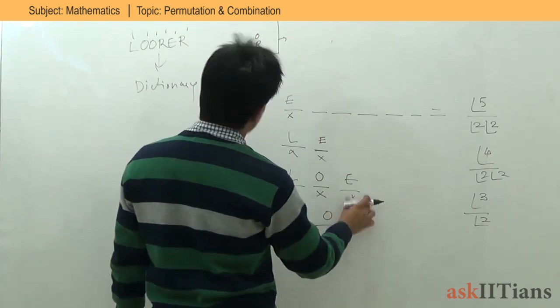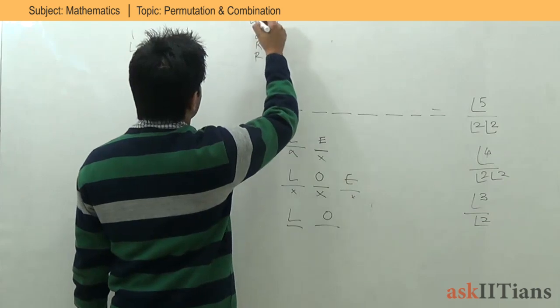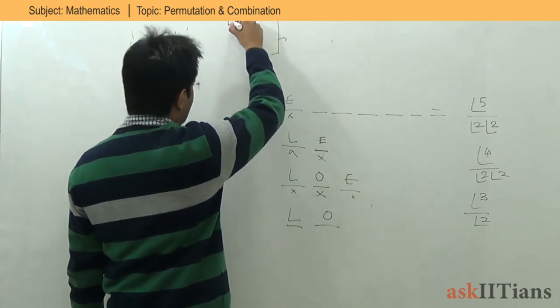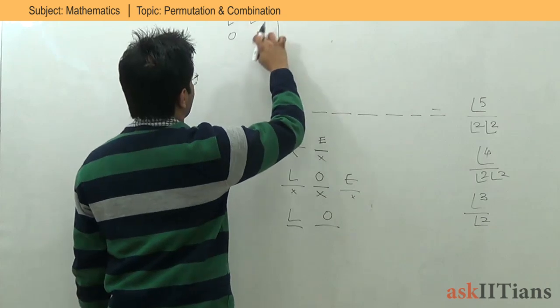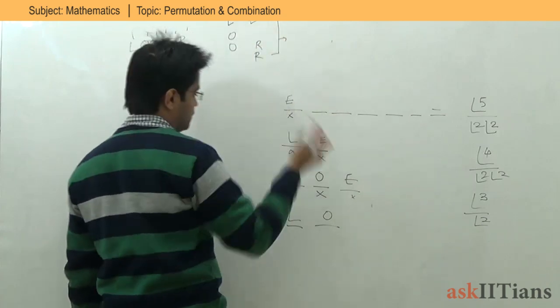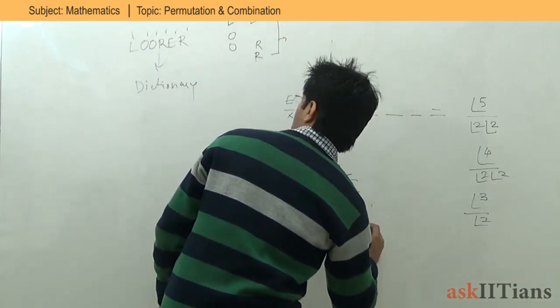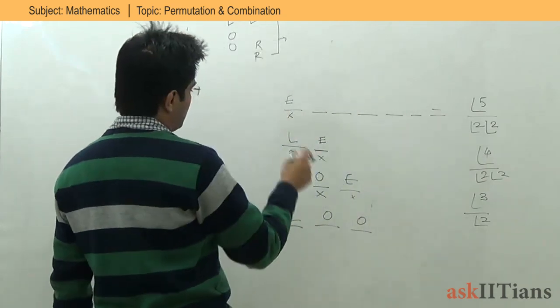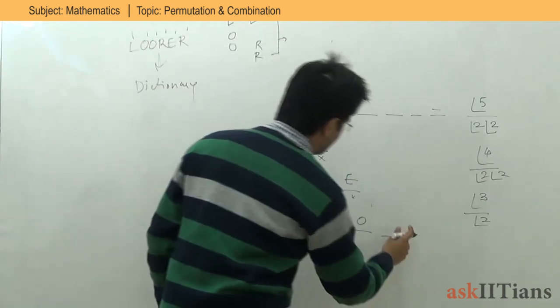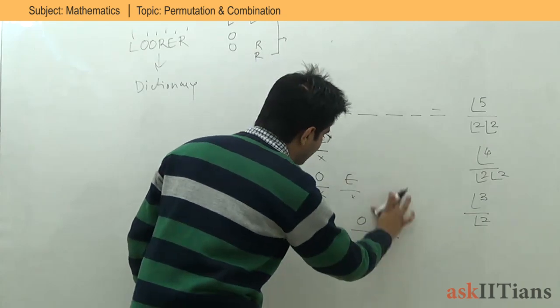Now we have taken E, so we'll replace E here, and now we'll go for L, O. Now after E, another O will come. So we'll fix O, L, O, O. Now what letter will come? For this place we need to again see according to the dictionary which letter will come first.